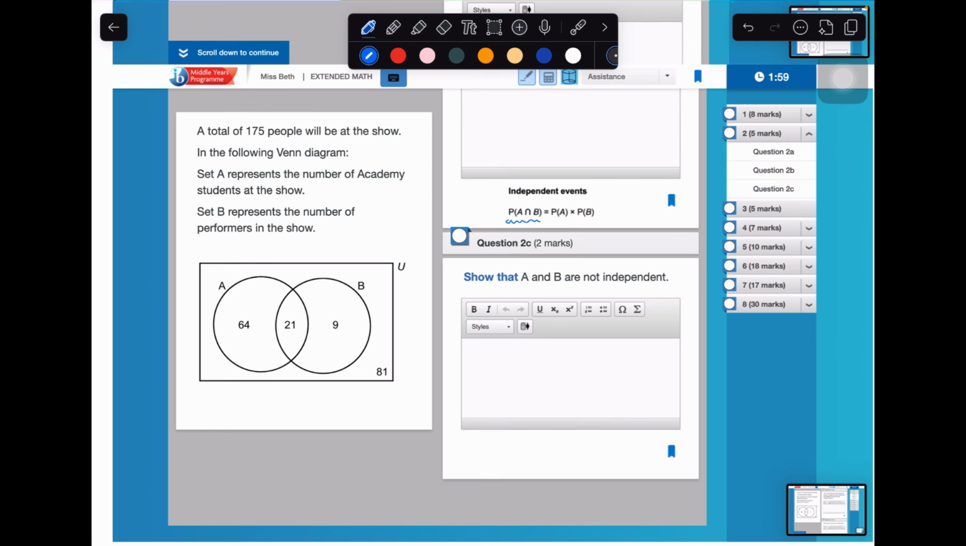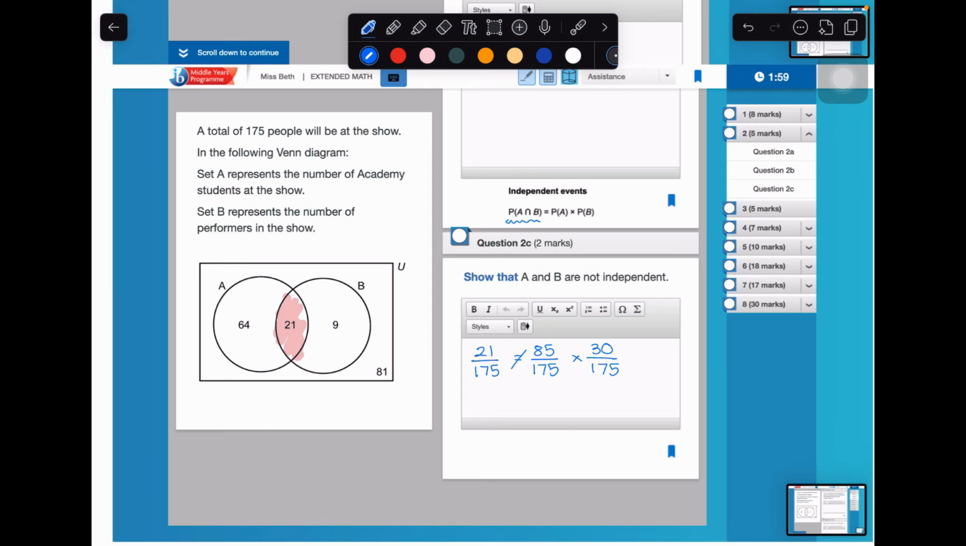So the probability of A intersection B, well, that's this central part here. So that's going to be 21 out of 175. Now that should be equal to the probability of A. So the probability of A altogether is 85 out of 175, and then the probability of B would be the total of B, so 30 over 175. So in terms of what you need to write to make sure you get the marks here, you just need to multiply these out, and show ultimately that they're not equal to each other, and that will give you the 2 marks for this question. But they have to see that you are making attempts to substitute into the formula.